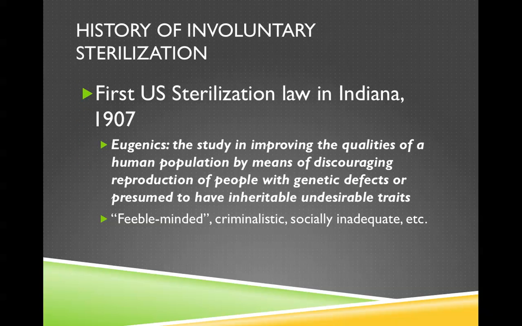The history of involuntary sterilization in the United States technically began in 1907 when the first U.S. sterilization law was passed in Indiana on the grounds of eugenics. Eugenics was the study of improving the qualities of the human species or a human population by means of discouraging reproduction of people with genetic defects or presumed to have inheritable undesirable traits. So in 1914, as sterilization laws were gaining approval, the people targeted were those considered feeble-minded, criminalistic, socially inadequate, etc.